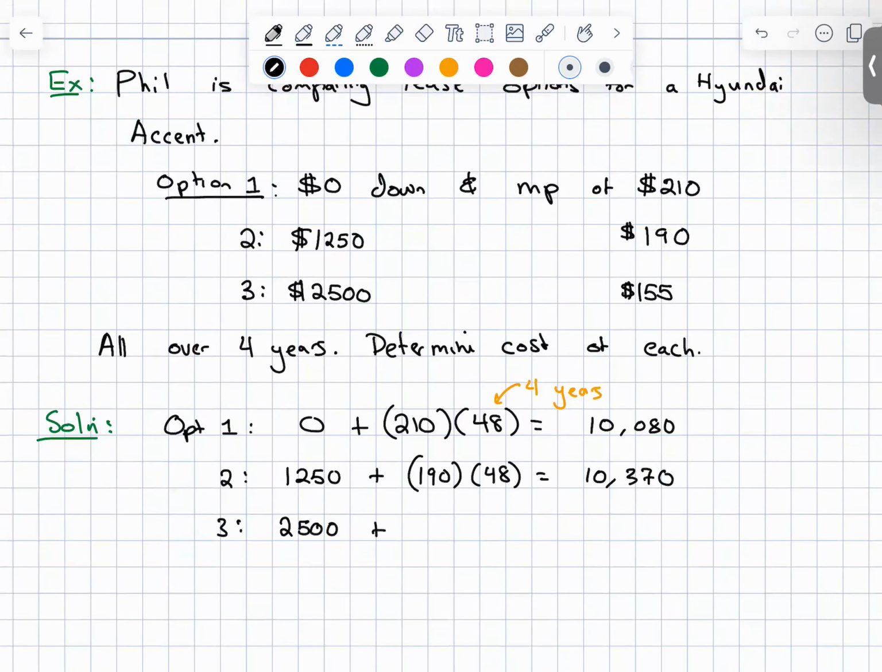2,500 plus 155 times 48. For the last one, because it's 2,500 down plus 155 each month for 48 months, that will be $9,940.